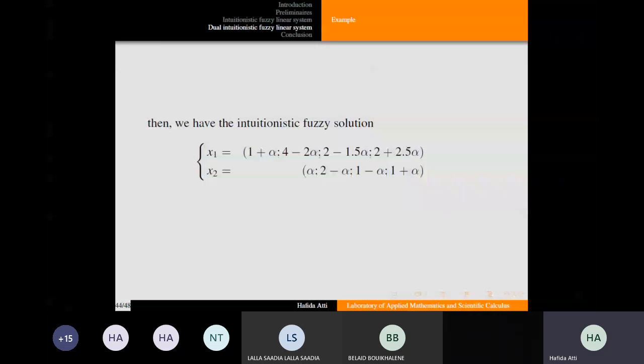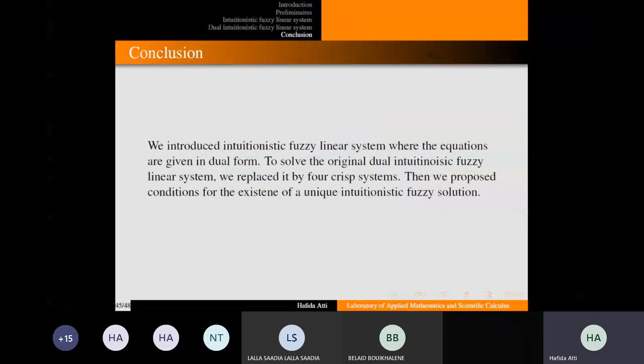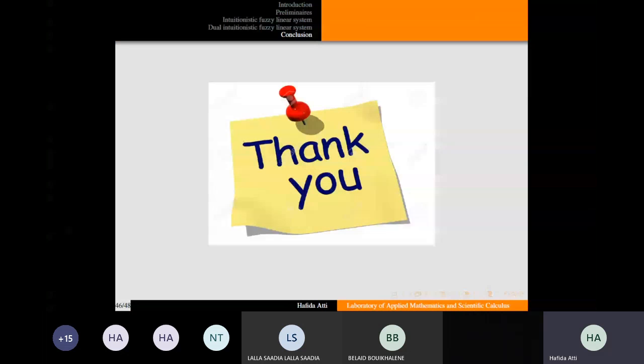So in this presentation, we introduced the dual intuitionistic fuzzy linear system, and to solve it, we replaced the original dual intuitionistic fuzzy linear system by 4 crisp linear systems. And thank you for your attention. Thank you very much.